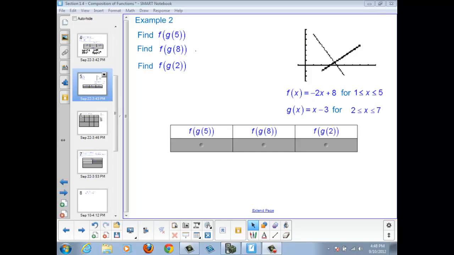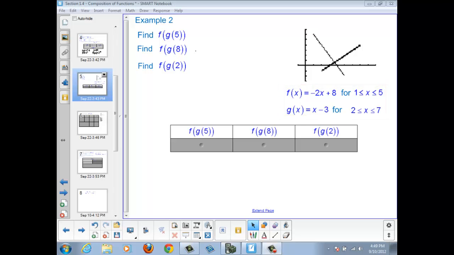Okay, so let's take a look at another problem evaluating composite functions. Only this time, each of our original functions are going to have limited domains. And this time, we're going to let our calculators do the work for us. So we're going to try and find these three values, f of g of 5, f of g of 8, and f of g of 2, using these two functions: f of x equals negative 2x plus 8, for x between 1 and 5 inclusive, and g of x equals x minus 3, for x between 2 and 7.